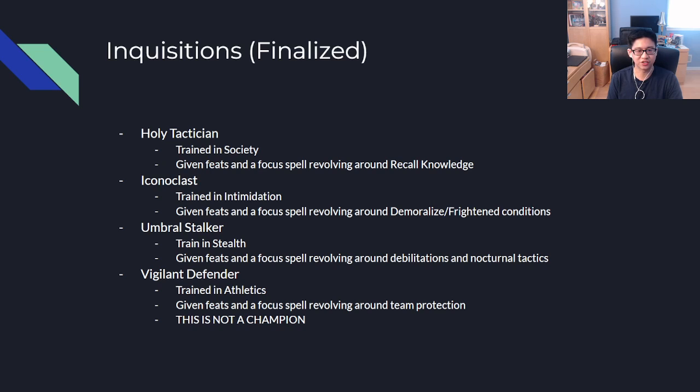And finally, there's the Vigilant Defender, who's trained in Athletics. They're not a champion, but many of their abilities revolve around teamwork, around protecting allies, that sort of thing. So it is kind of like a champion in nature, but the focus on offense is still there. The focus on making sure that enemies are taking a lot of damage and also protecting your teammates at the same time was a key aspect of this Inquisition. So I gave them feats and other abilities that involved getting bonuses to armor class, resisting death, reducing damage, that sort of thing.